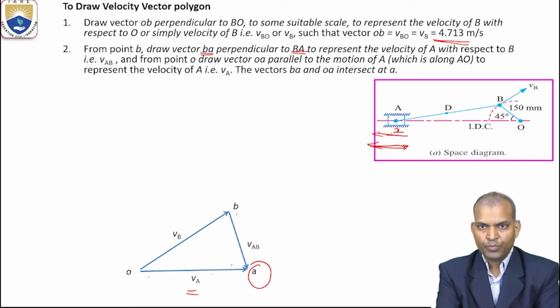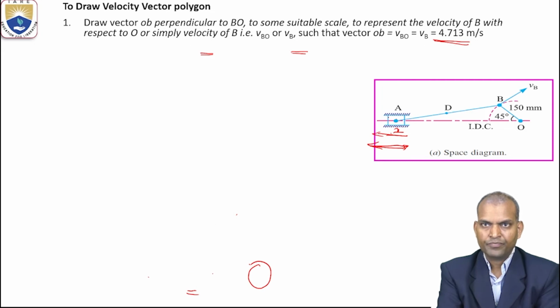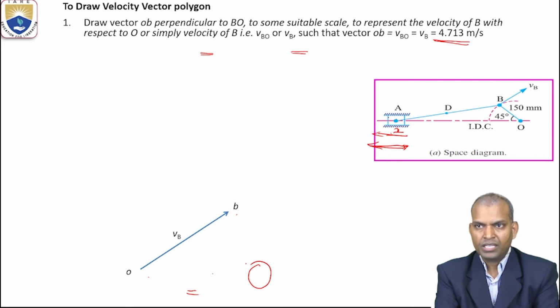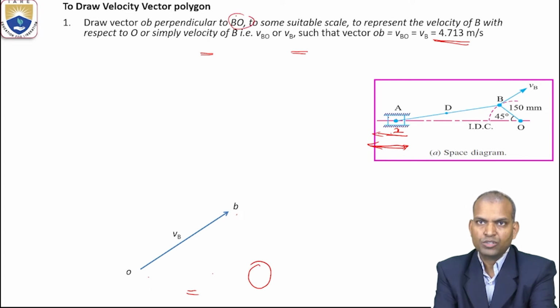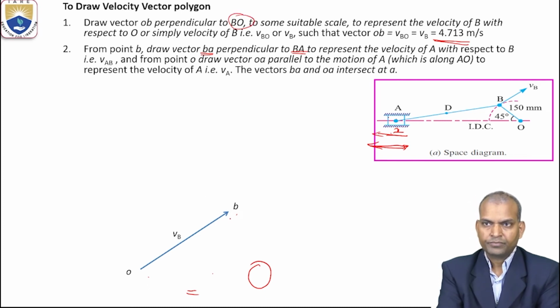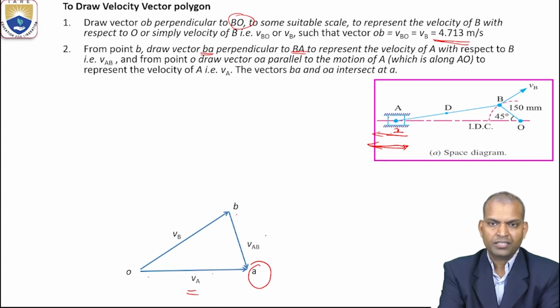But where is the point D? That point D we draw again. This is the velocity diagram. Again I am explaining what we have drawn. First step, draw vector OB perpendicular to link BO, capital letters BO. Second step, draw a line perpendicular to the configuration diagram link AB. Next, draw a line parallel to the configuration diagram motion of A.